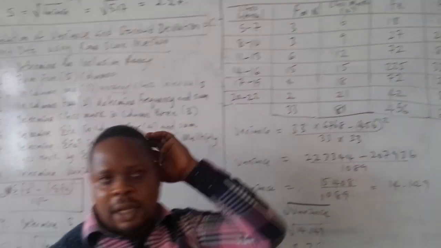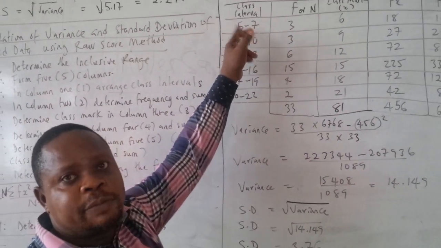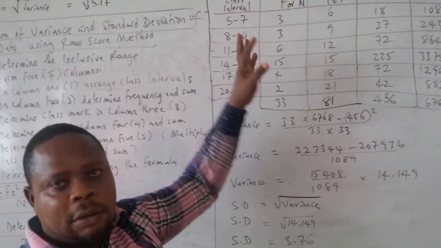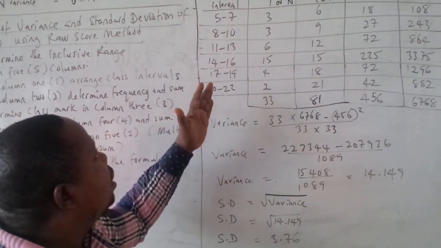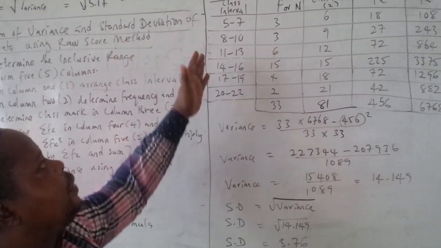Please don't indicate the class interval by just the class boundary. Say 5 and 7, you do not count it like that. No. There are 3 scores in each of them. So the class intervals have been formed using a class size of 3.